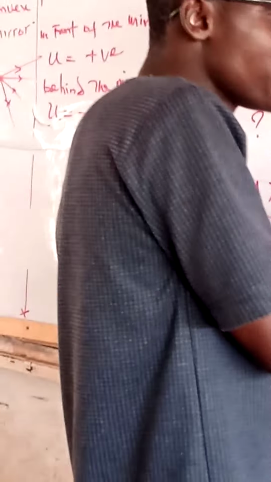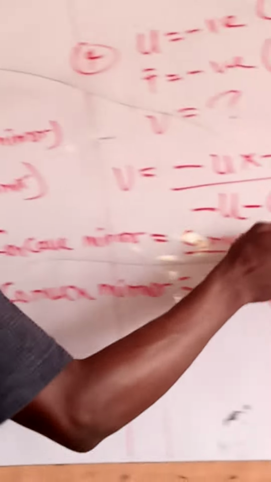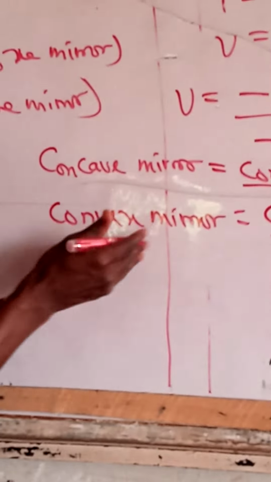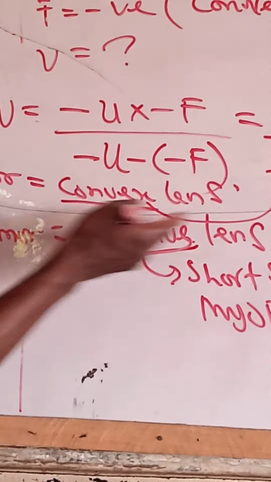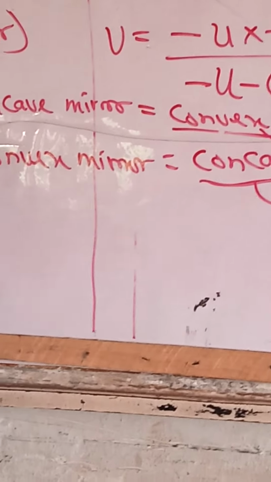So please take note of this. Don't confuse. Concave mirror is also known as convex lens, because both of them are going to converge. While convex mirror is also known as the concave lens. Both of them are going to diverge.